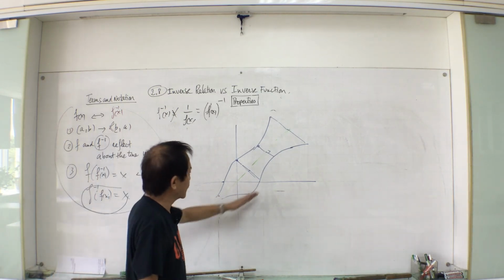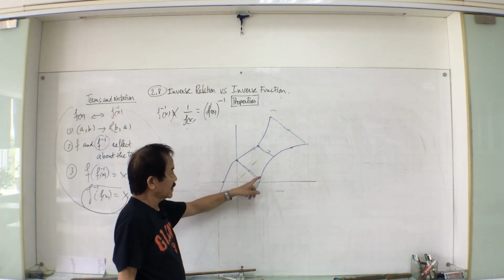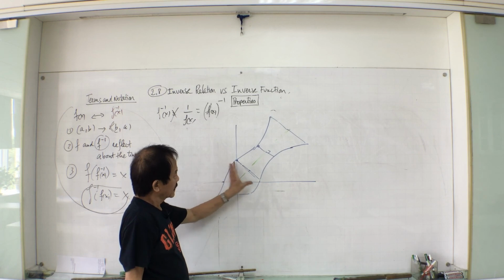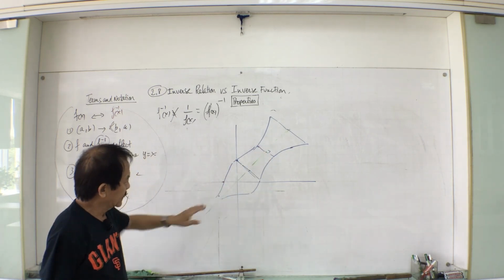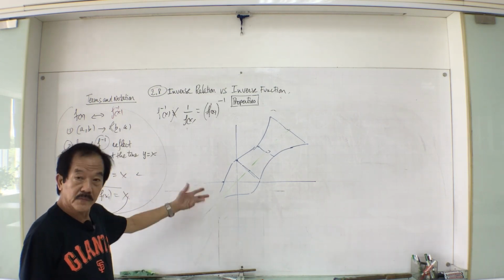If they give you the function, you can produce the inverse by drawing perpendiculars to the line y equal x. Then they are the images of each other, the function and its inverse.